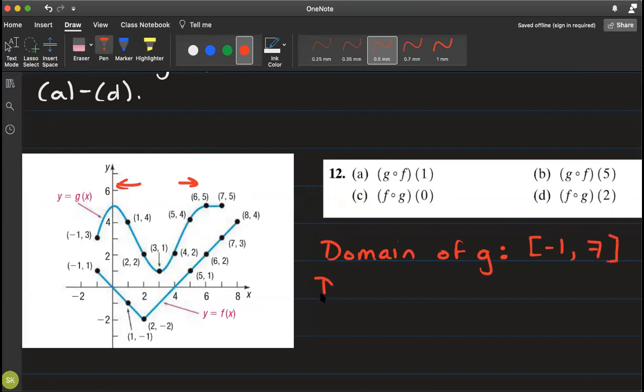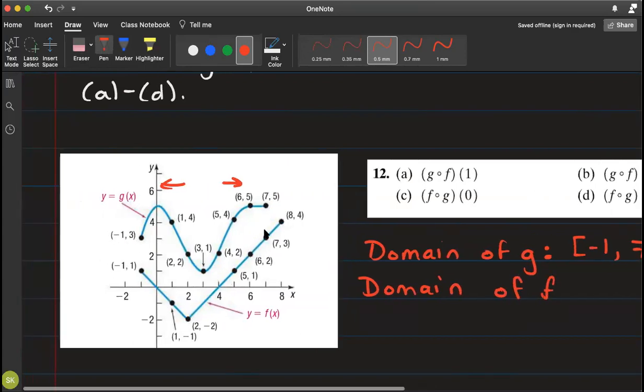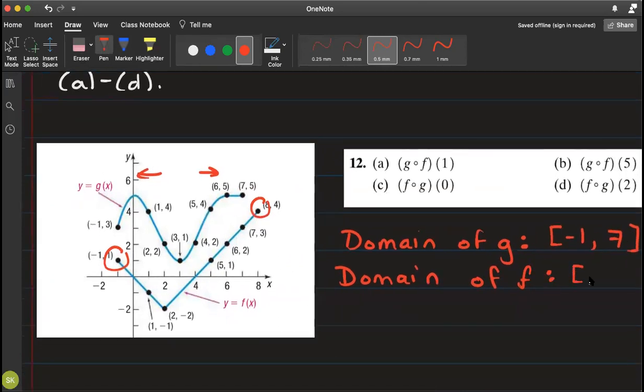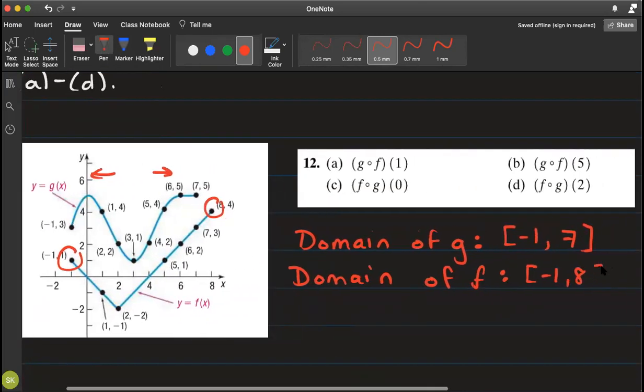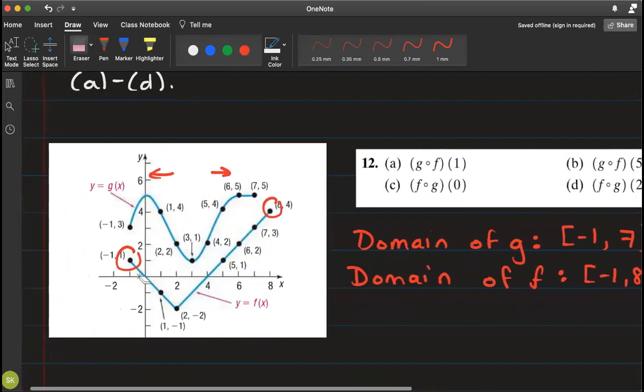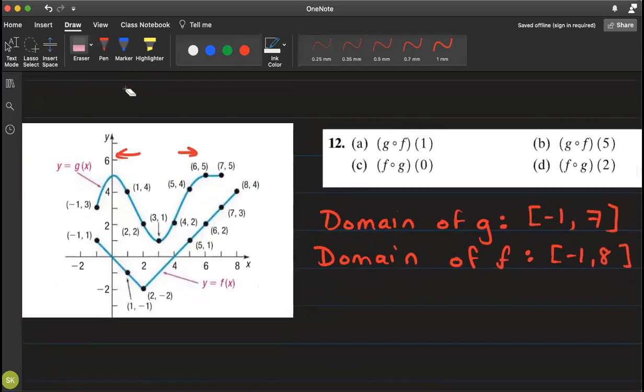Now let's talk about the domain of f. Now f is this like check mark looking graph. And remember, domain is how far left and right you go. So we go from -1 all the way out to 8. That's the furthest point to the left and the furthest to the right. So -1 to 8. And notice that I'm putting brackets on these because we have solid colored in points here. Now, if these were open points, we would put parentheses on our x values.